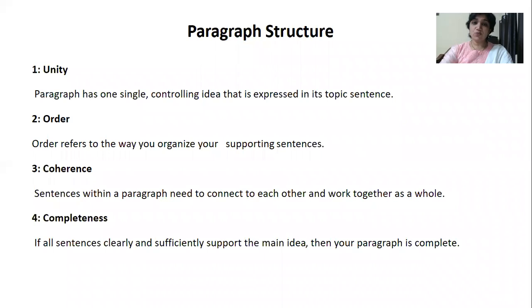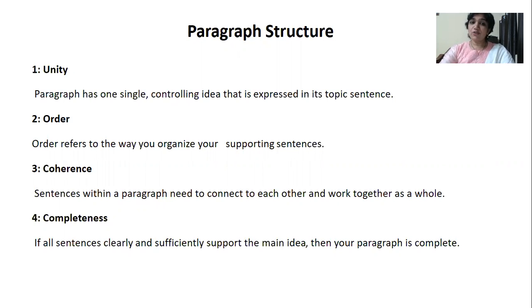So a paragraph has one single controlling idea that is expressed in its topic sentence. So the rest of the paragraph should be connected to this topic sentence. There should be a unity among all those. Like all of that should be speaking on the same line or on the same topic, right? So this is very important when it comes to the structure of the paragraph. Order. The second one is order.